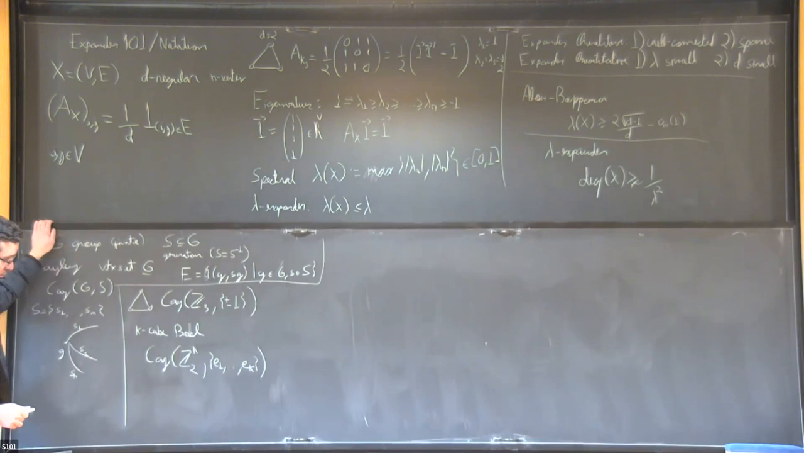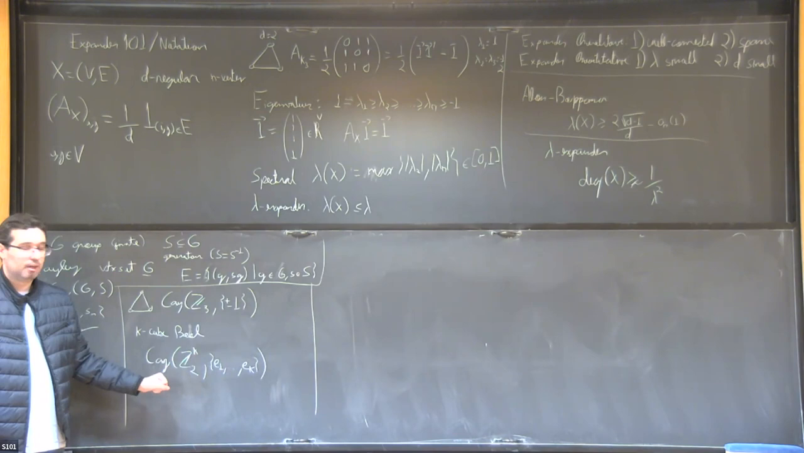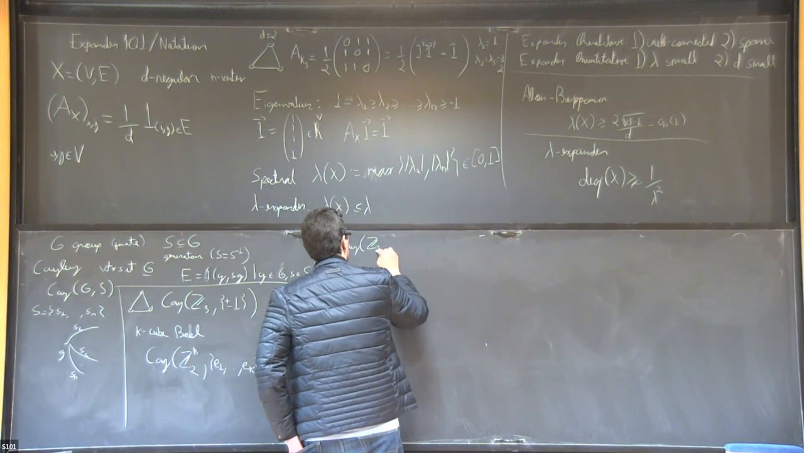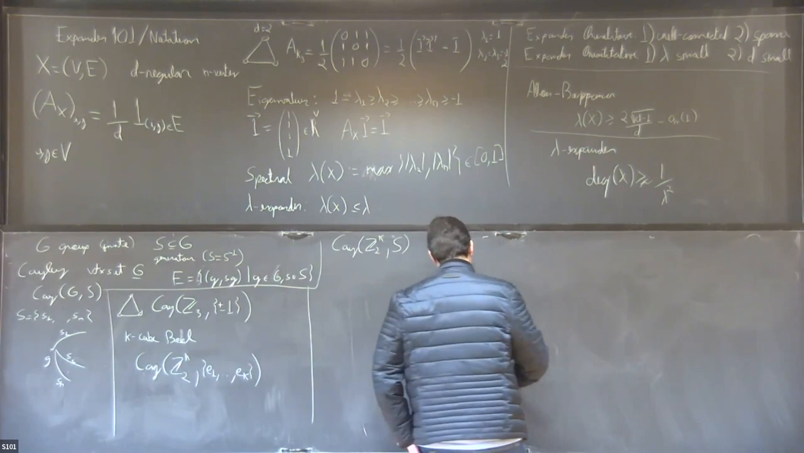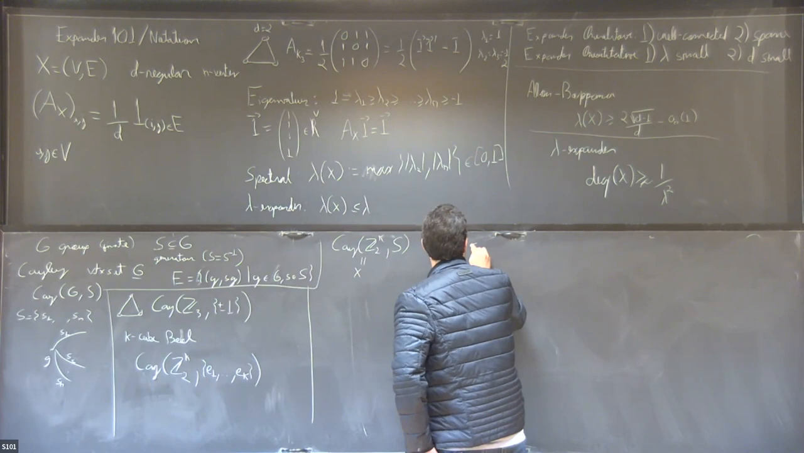Let's try to understand what happens. When you have a Cayley graph over an abelian group, it's very well behaved. Well, let's consider a more general Cayley graph over Z2 to the K, right? Let's start with something like this: Z2 to the K, with some generating set S. And let's suppose that it's a lambda naught expander.